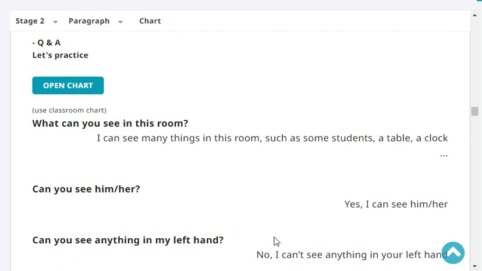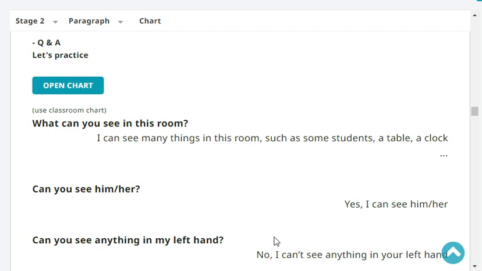Okay, next. What can you see in this room? I can see many things in that room, such as charts, some books, tables, a clock, etc. Very good. Can you see him? Yes, I can see him.